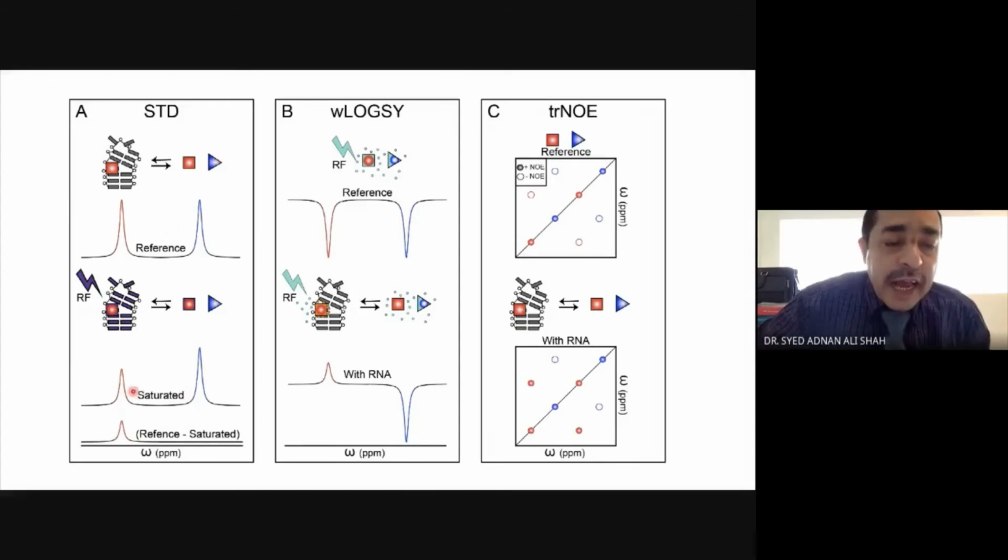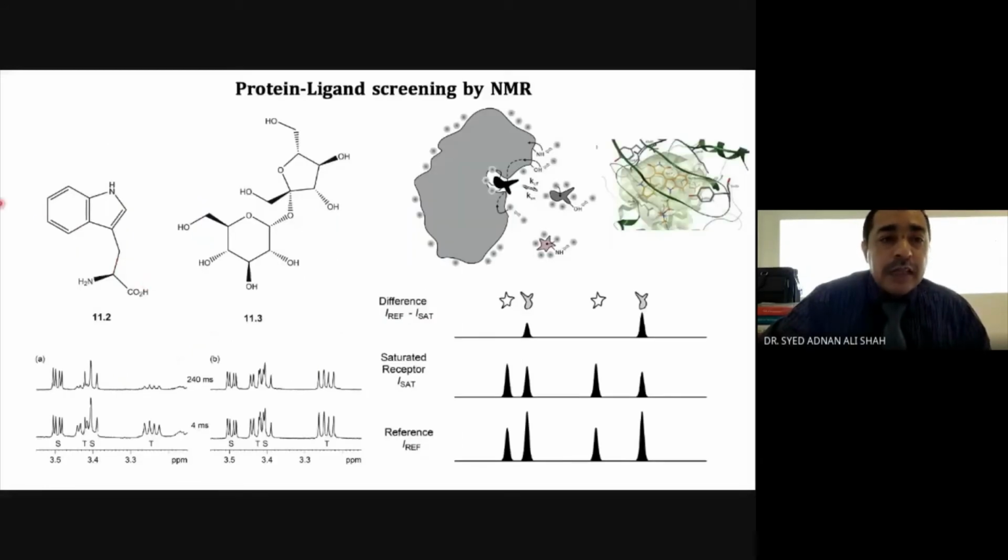That's how we can easily analyze which ligand binds with the receptor. Only the ligand which binds with the receptor receives the saturation transfer. So these are the compounds which have some ability to bind with the receptor, and one can easily identify them through the resonances. You can see this is the reference spectrum, and in this NMR spectrum the peak resonance of this one rises, meaning that this compound binds with the receptor. And this one also, you can see this compound binds with the receptor because of the effect on the resonance.